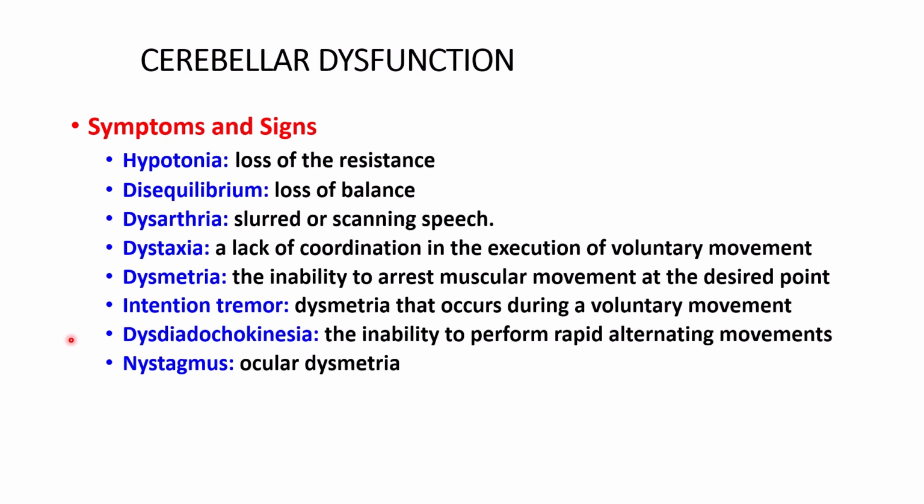And dysdiadochokinesia, the best way to understand that is when they test it, they ask the patient to sit on a chair and rapidly flip his hands, so while he's flipping his hands, he hits the palm of the hand or the back of the hand alternately on top of the thighs. So rapidly they can move it back and forth, and somebody with a cerebellar disorder cannot do this kind of movement. And nystagmus can be vertical or horizontal, and it's just irregular movements of the eyes.